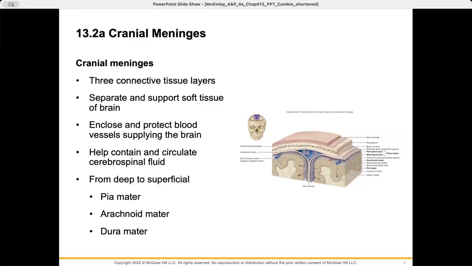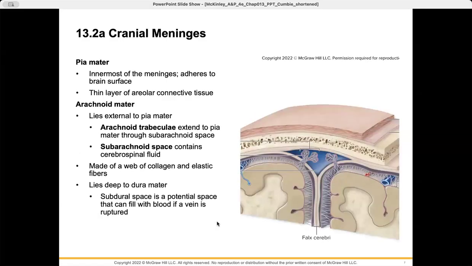Pia mater is the deepest. It's going to actually touch the brain. Arachnoid matter is in the center. And then dura mater is the one that is interacting more with the skull bone on the outer portion. So we can kind of take a look. We can look at pia mater first. This is this very thin pink line that we see going over here on top of the brain, interacting, and it's just a really thin layer of areolar connective tissue.